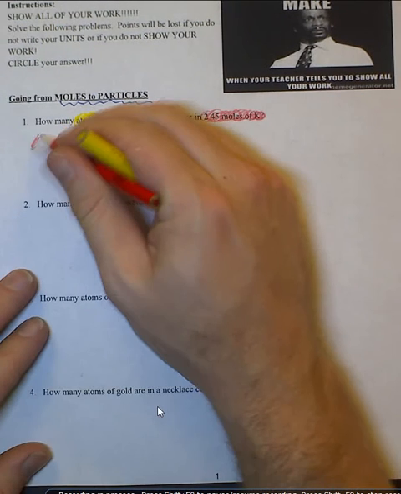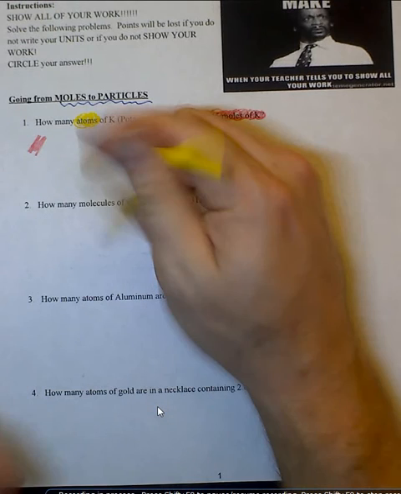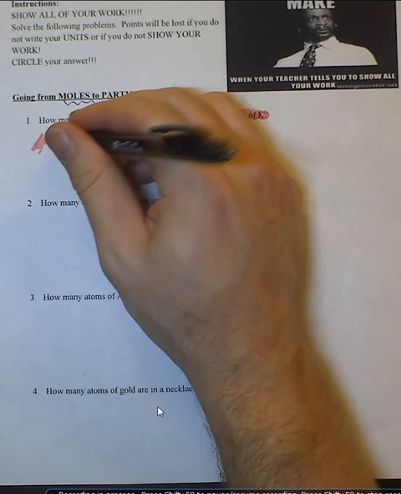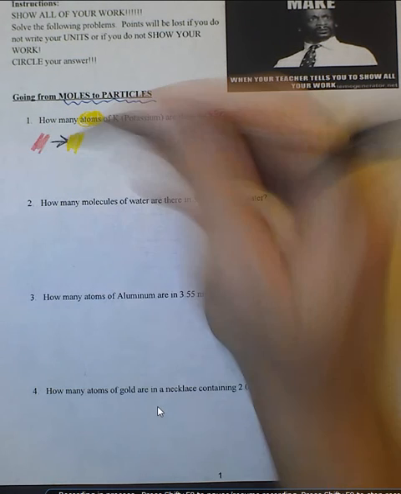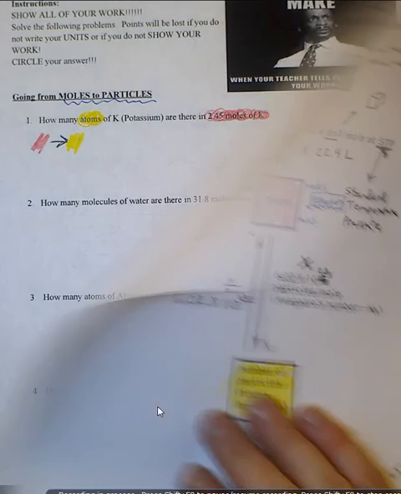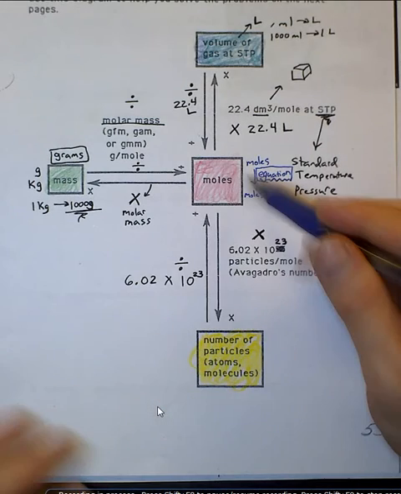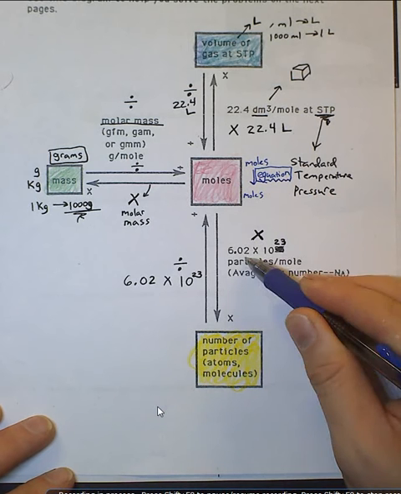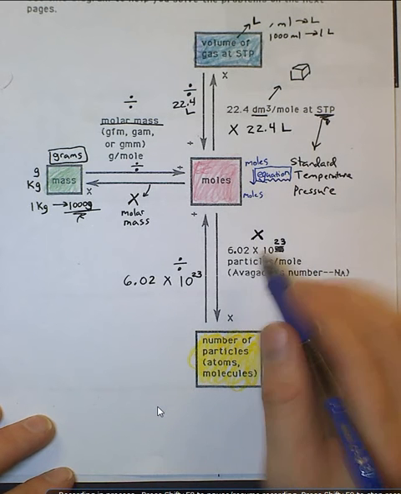Red to yellow. And because we're going from red to yellow, if we look at our directions, we're going to multiply. We're multiplying by 6.02 times 10 to the 23rd, Avogadro's number.